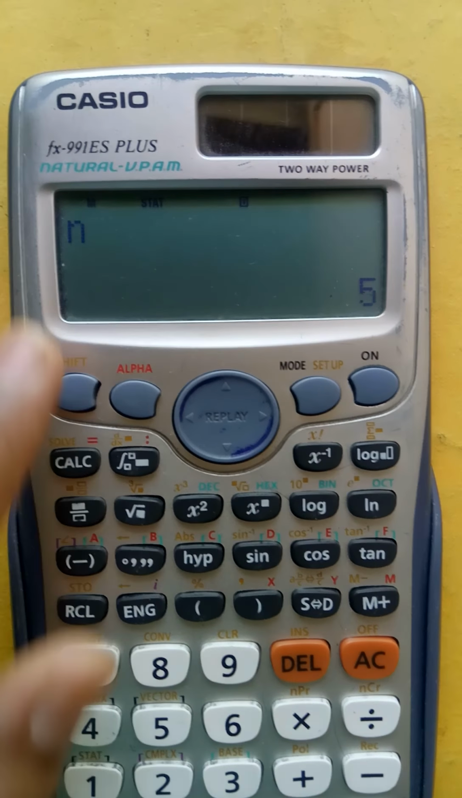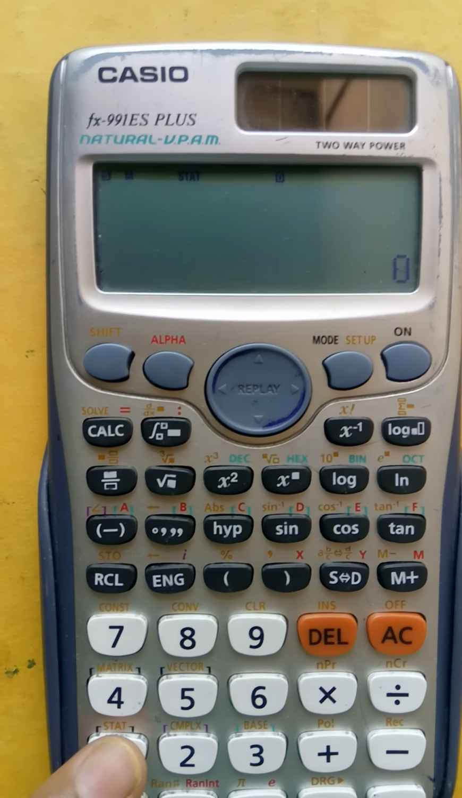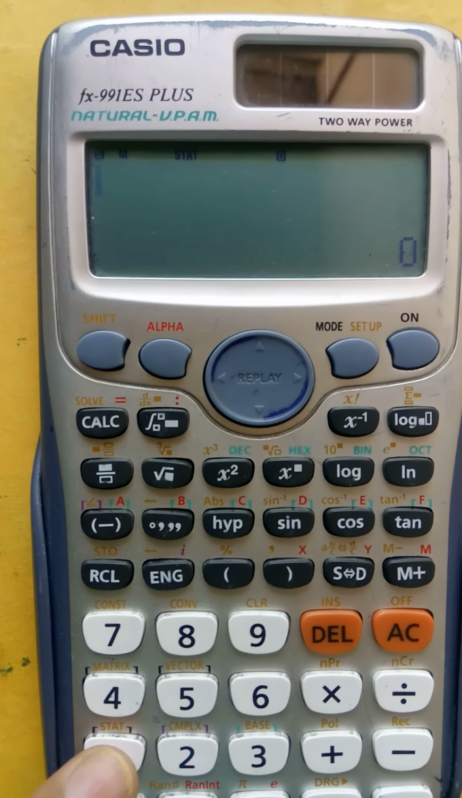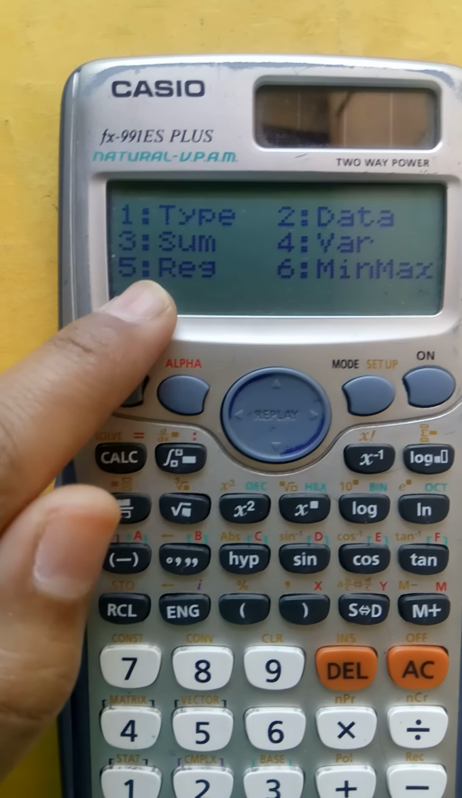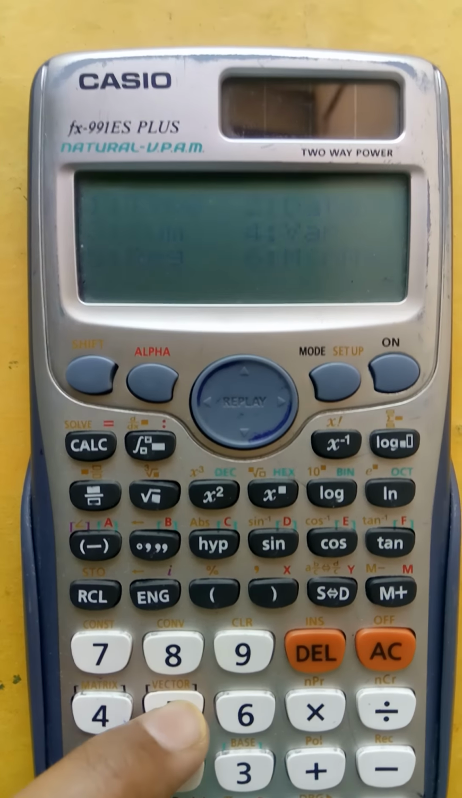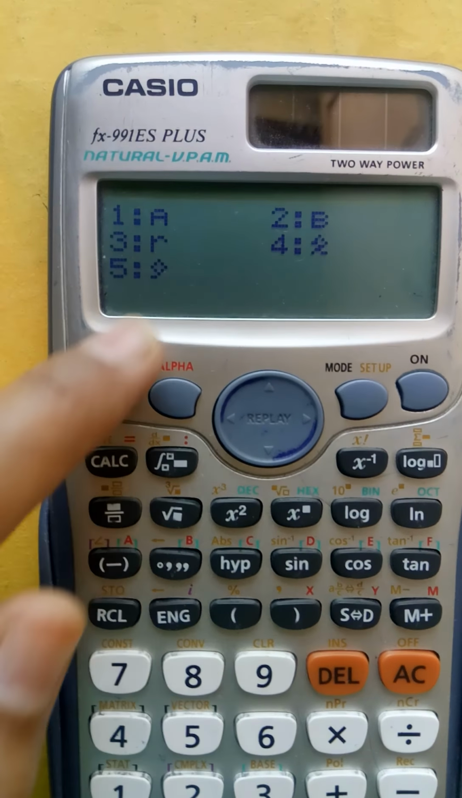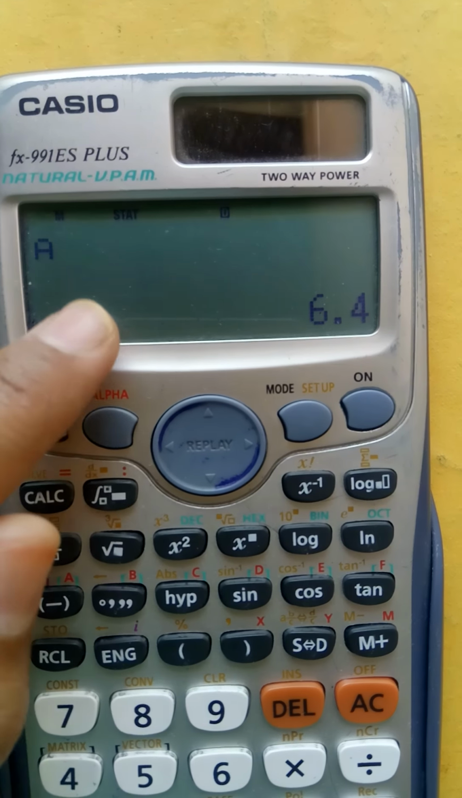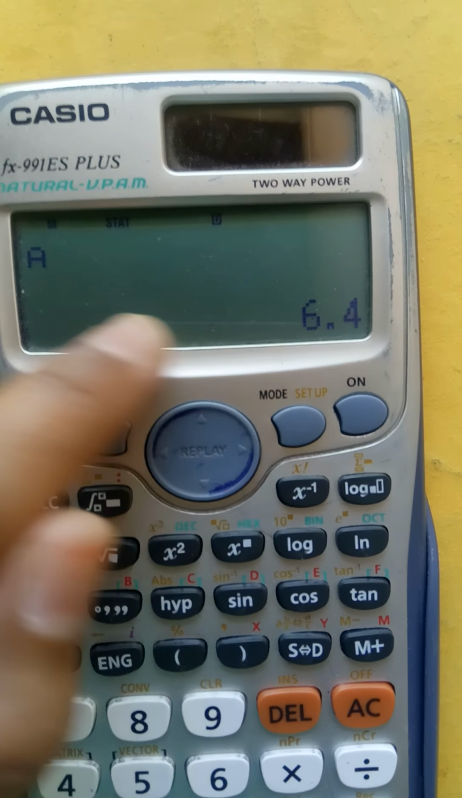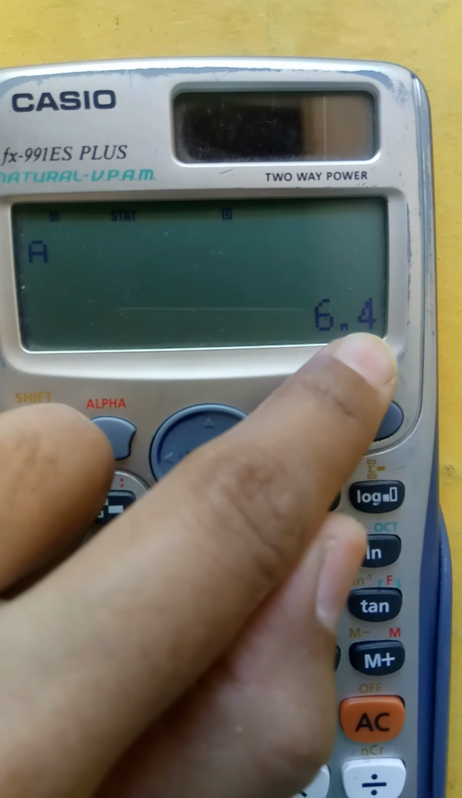Now if we want to find the fitting of the curve, at that time we require the values of the constants, that is a and b. For that we use regression. In regression the corresponding number is 5, and in regression we get the values of our constants, a and b. If we press 1 here, we get the value of a, that is 6.5. It means in the equation y equals a plus bx, the value of a is 6.5.